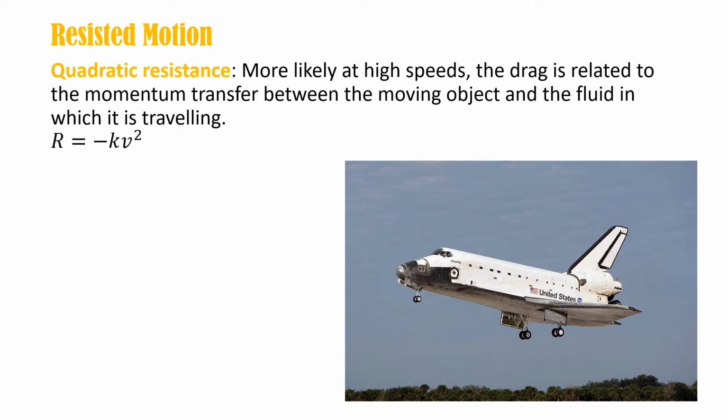So our resistance now is equal to negative k times the velocity squared. Again, that k is just our constant of resistance. So again, mass times acceleration is going to be our negative k times v squared. So that acceleration now is the negative k over mass times the velocity squared.